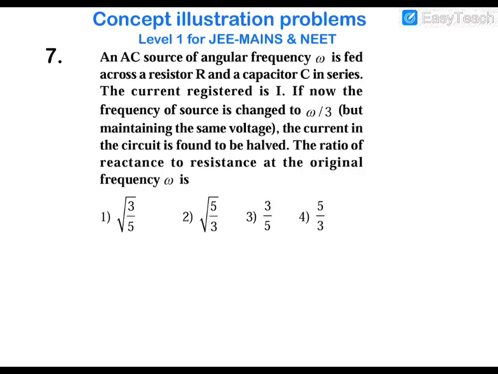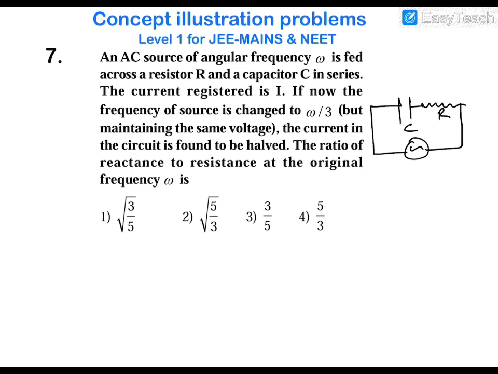In this question, you can see that there is an RC circuit in which R and C are connected in series to the AC source. This is C and this is R, and this is the AC source. And the current registered in the circuit is I.